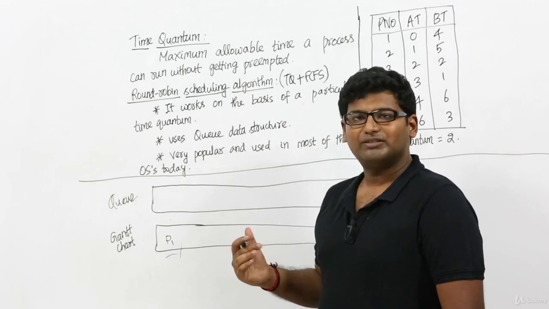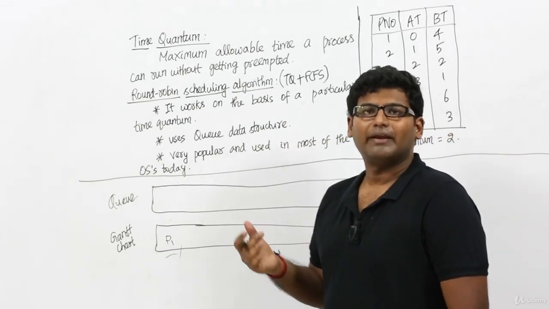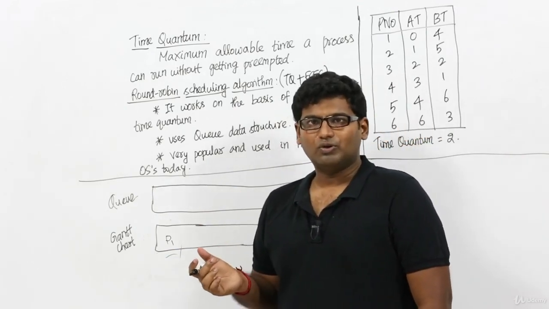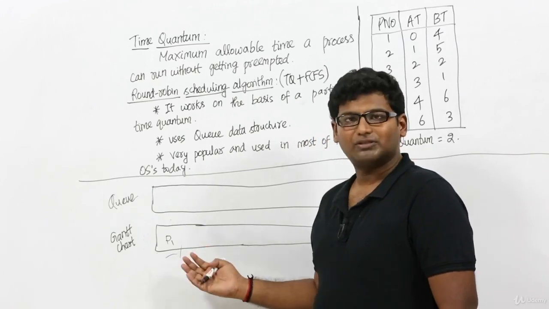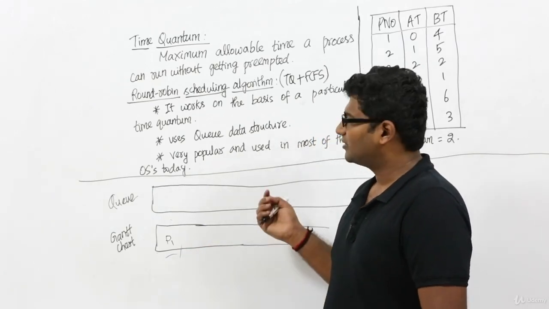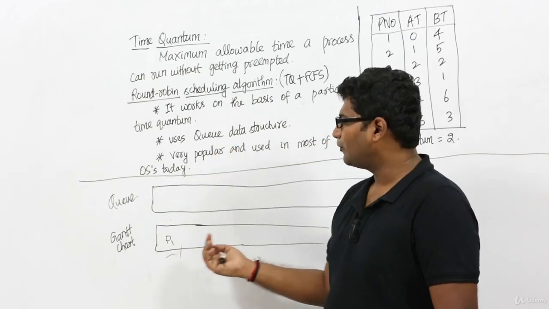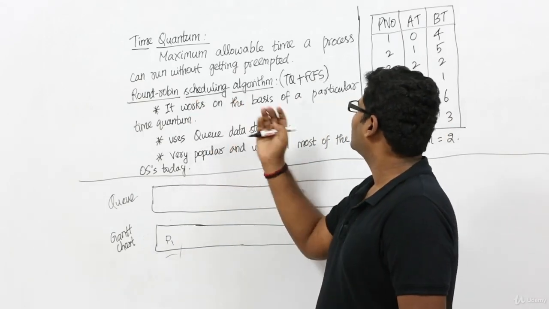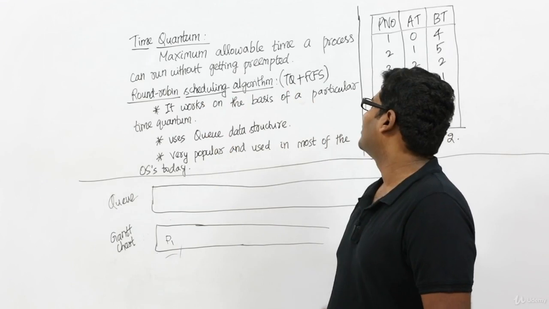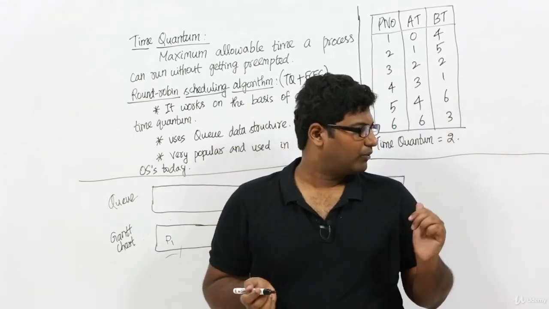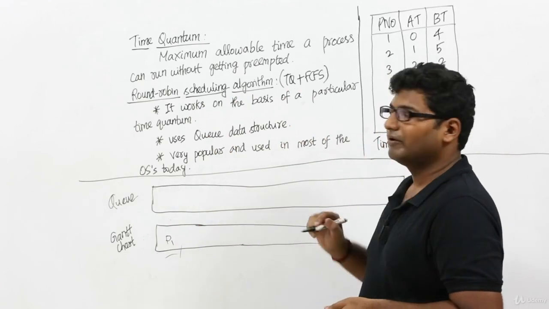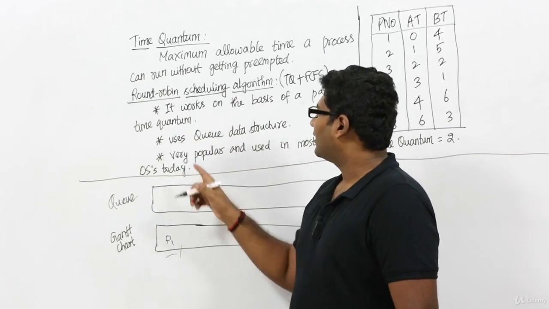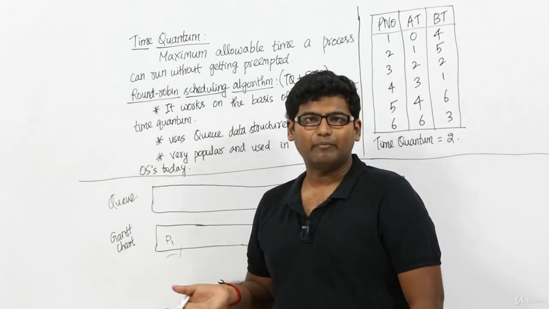Then we execute the next process. Which will be the next process? The next process which has arrived in the RAM, because we are using the first come first served scheduling algorithm. So we take the next process and execute it for 2 time units. Then we take the next process as per first come first served and execute it for 2 time units. That is what we will be doing. So round robin scheduling is a combination of time quantum and first come first served. If you don't understand yet, that's fine, because we are going to solve problems, and after solving problems it will be very clear. It works on the basis of a particular time quantum, which can be 2 time units, 3 time units, or whatever.